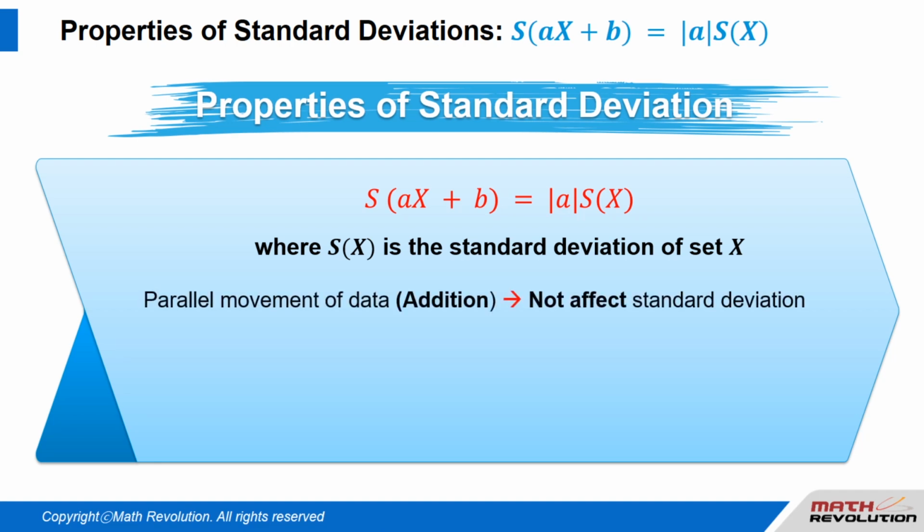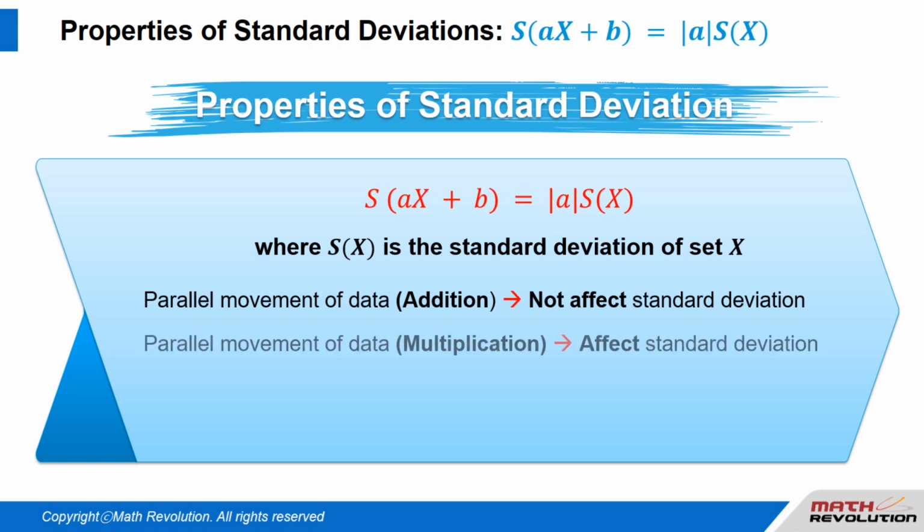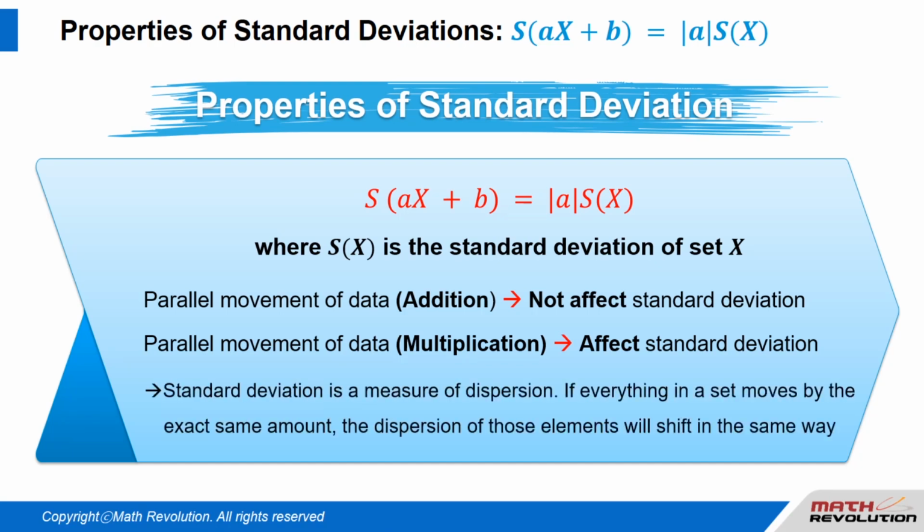What this means is parallel movement of data will not affect the standard deviation if the movement simply involves addition. But in the case of multiplication, the standard deviation only shifts by the same factor as each of the elements. Remember, standard deviation is a measure of dispersion. So if everything in a set moves by the exact same amount, the dispersion of those elements will shift in the same way.